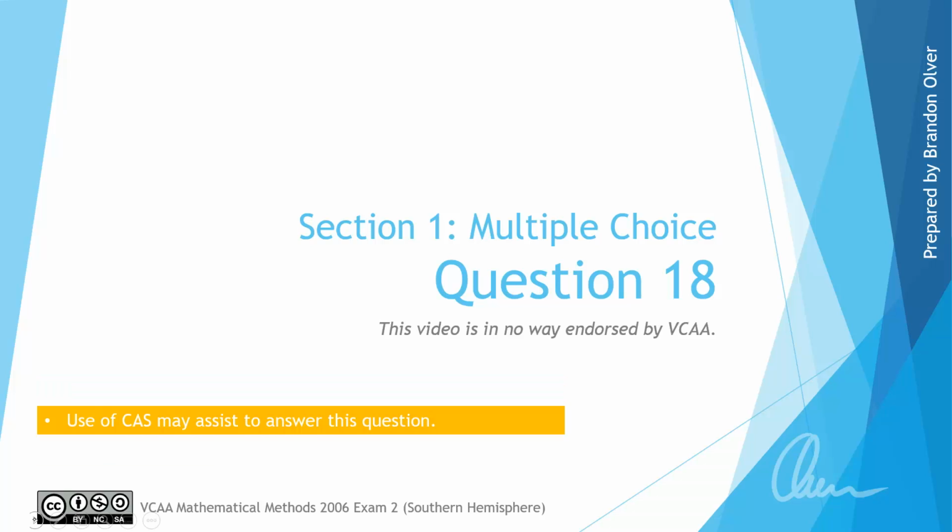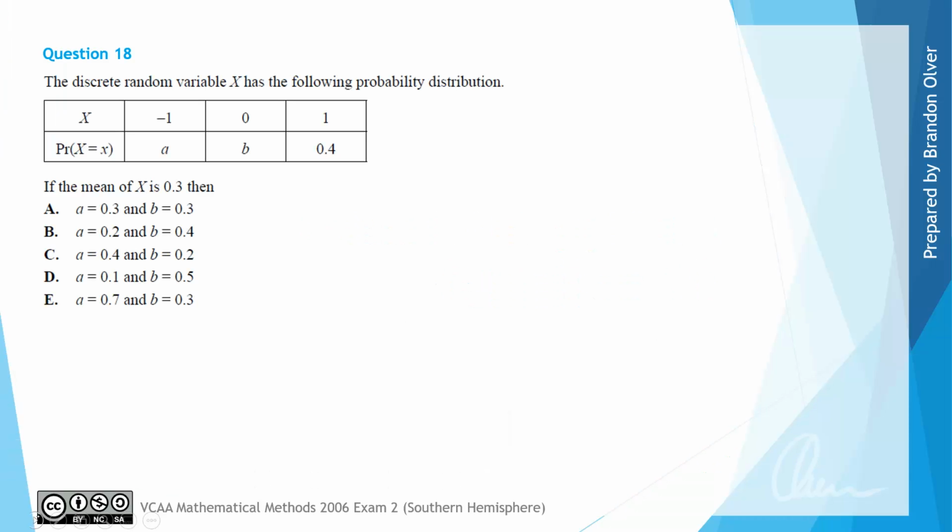Before we look at the problem, I'd just like to point out that the use of a CAS calculator may be helpful in answering this question, but it's certainly not essential. So for question 18 we have a discrete random variable x that has the following probability distribution. If the mean of x is 0.3, then the values of a and b must be one of the following options.